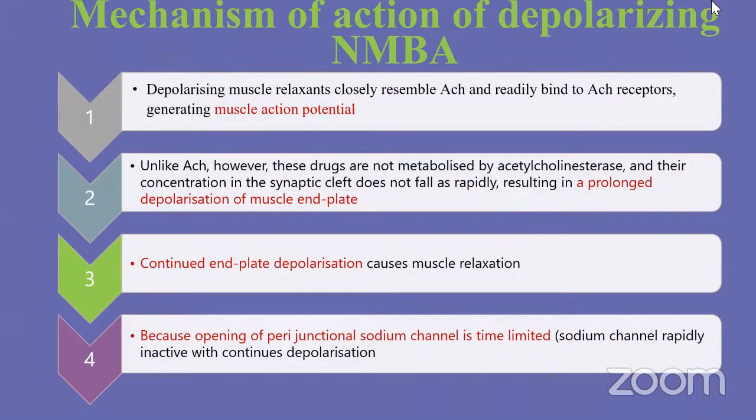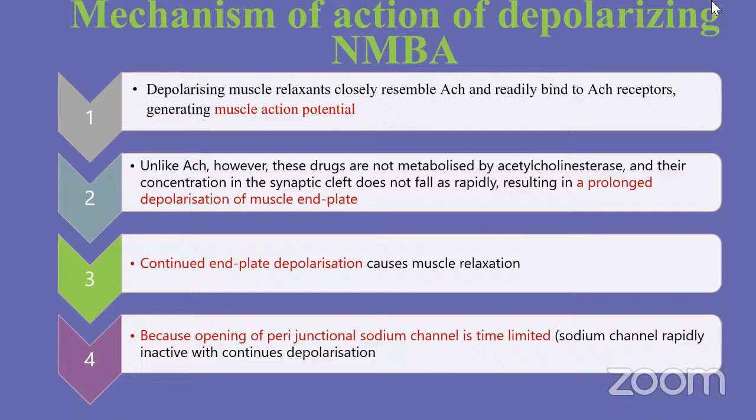So normally what happens, the depolarizing muscle relaxant closely resembles acetylcholine and readily binds to the acetylcholine receptor, generating a muscle action potential. Unlike acetylcholine, however, these drugs are not metabolized by acetylcholinesterase. Acetylcholine is metabolized immediately by acetylcholinesterase, but succinylcholine is metabolized by pseudocholinesterase or plasma cholinesterase. So their concentration in the synaptic cleft does not fall rapidly, resulting in a prolonged depolarization of the muscle end plate. The continued end plate depolarization causes muscle relaxation, because repolarization is very important, otherwise the time gated sodium channel gate will be closed. So that's why there will be a prolonged depolarization.